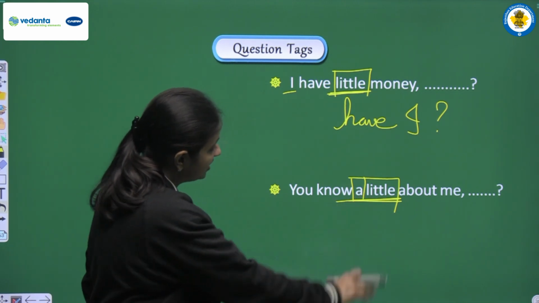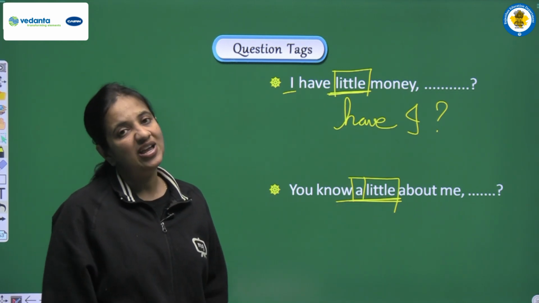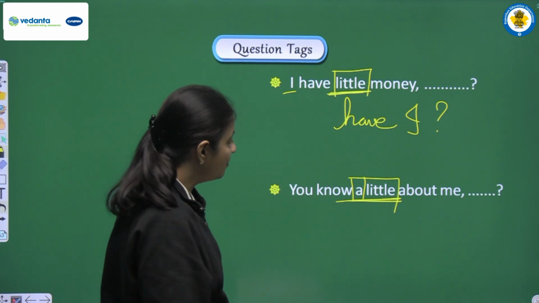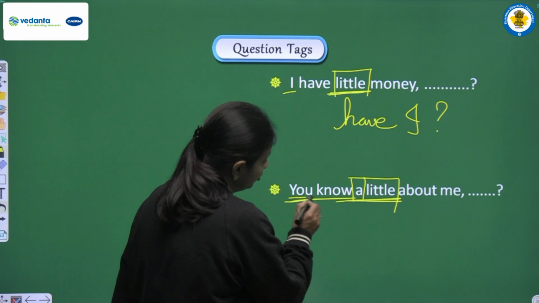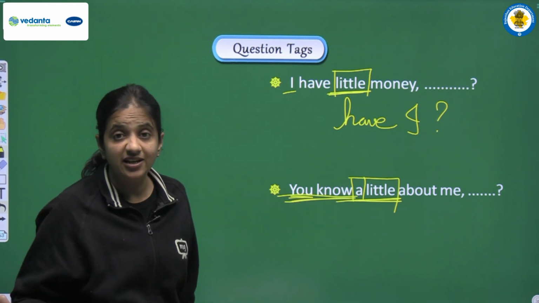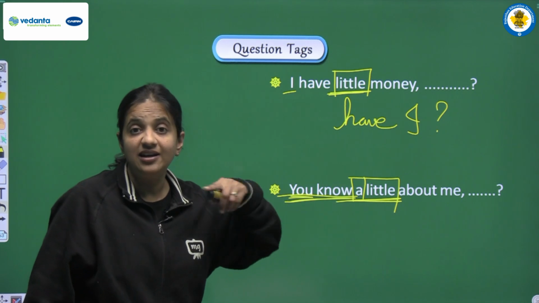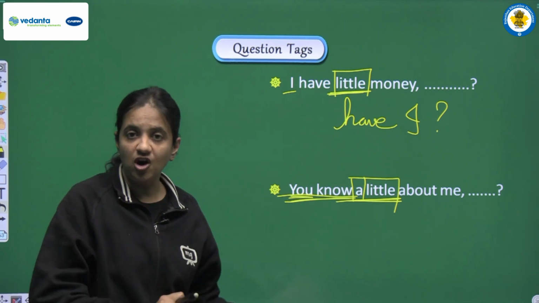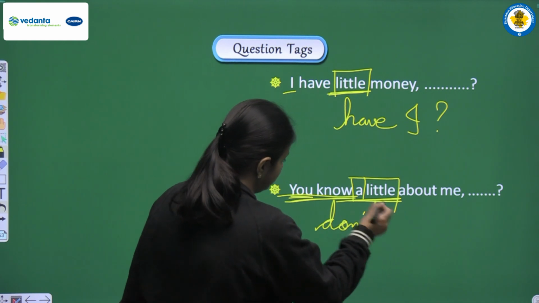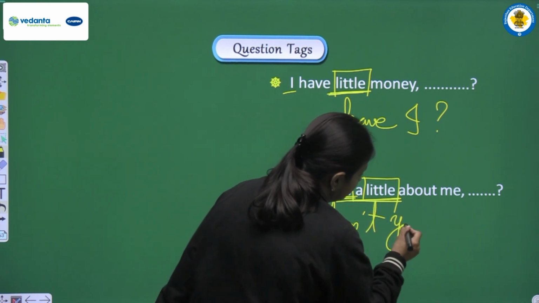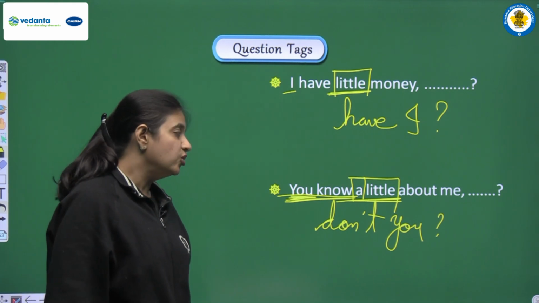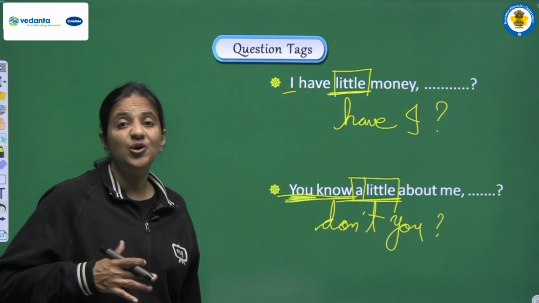Now again we are having no auxiliary, so we have to recognize the auxiliary. The sentence is "You know a little about me." Again we are having a plural subject and the first form of the main verb. It means "do" is hidden here, and we have to make a negative tag. It means do plus not. The short form will be "don't", and "you" as the pronoun. So it will be "don't you". The complete sentence is "You know a little about me, don't you?"